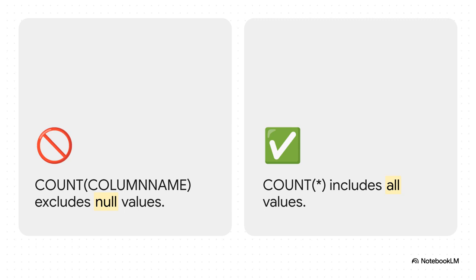There's a very subtle but super critical difference in how MySQL handles counting, though. If you use count and specify a column name, MySQL only counts the rows that actually have data in that column. It completely ignores any empty or null records. But if you use count with an asterisk, it acts as a giant blanket, counting absolutely every single row in the table, regardless of whether there's missing data.